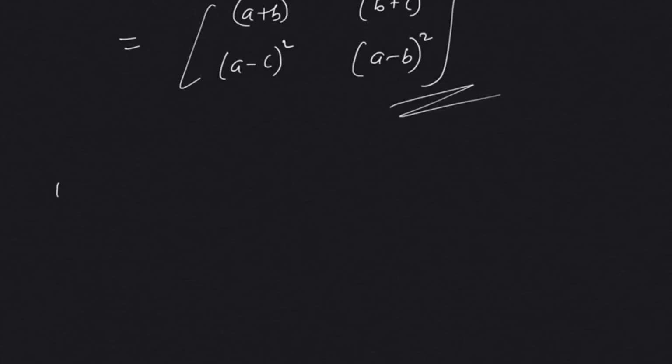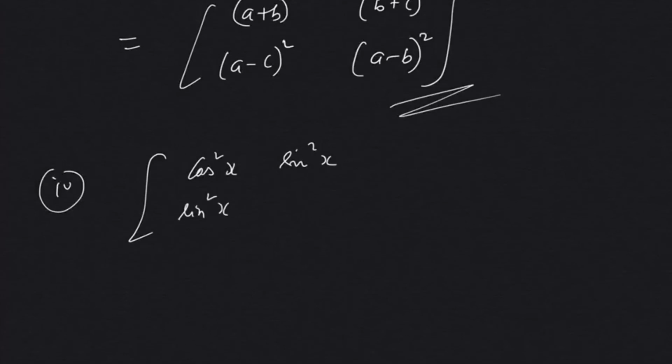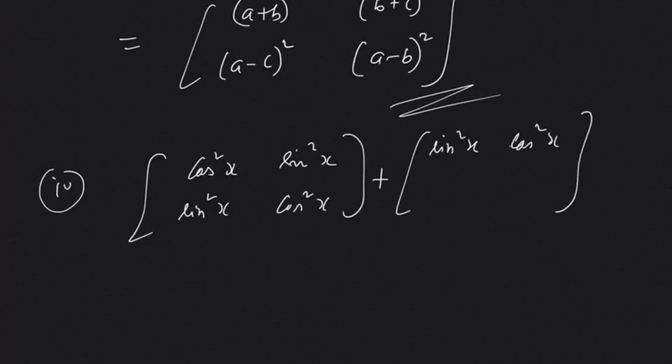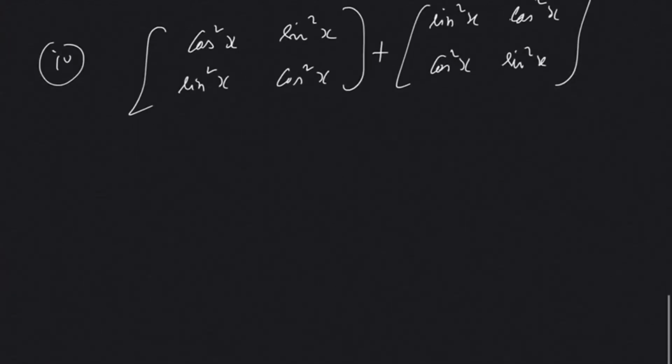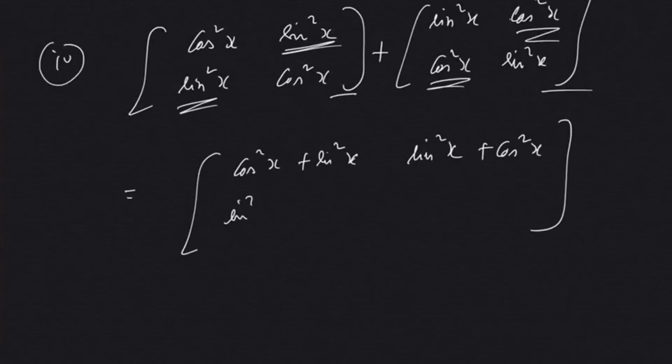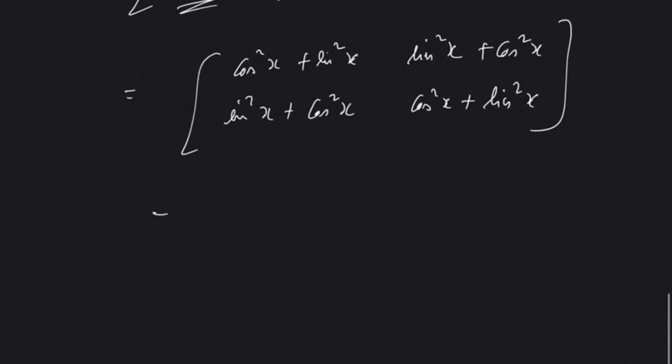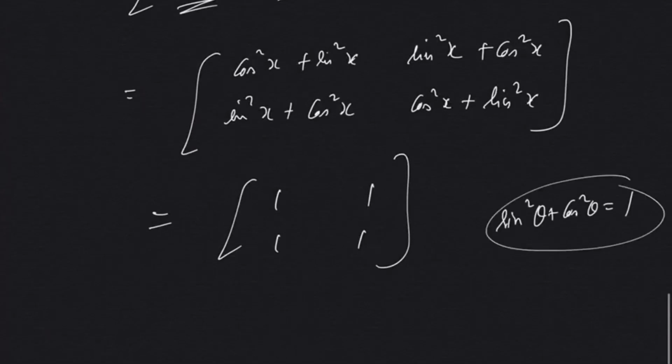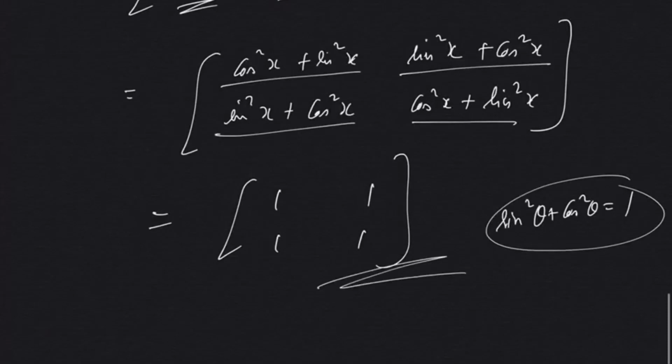Again, question number 4: we have cos square x, sine square x, sine square x, cos square x, and sine square x, cos square x, cos square x, sine square x. Both are of order 2 by 2, no problem with that. So let's quickly add: cos square x plus sine square x, again corresponding elements, sine square x plus cos square x, again sine square x plus cos square x, and the last corresponding element cos square x plus sine square x. That's 1, 1, 1, 1, because we know that sine square theta plus cos square theta is nothing but 1. So this is 1, this is 1, this is 1, this is 1. That's how we'll be adding matrices.